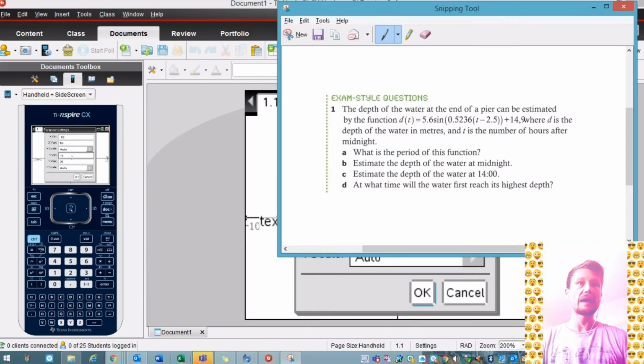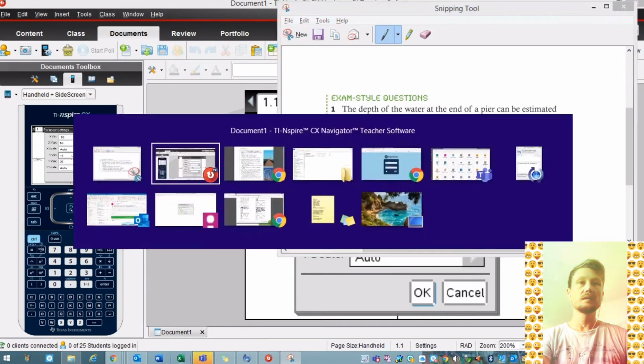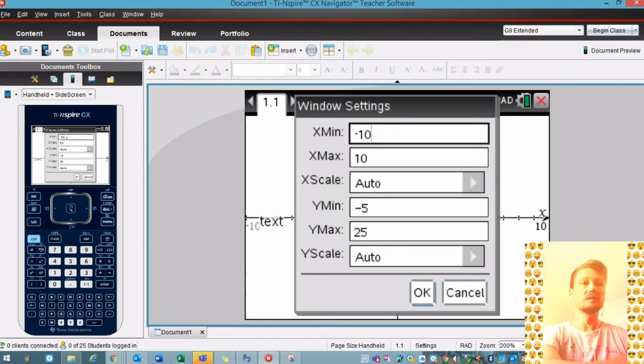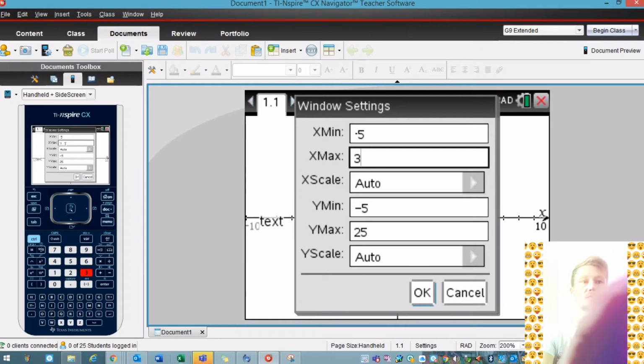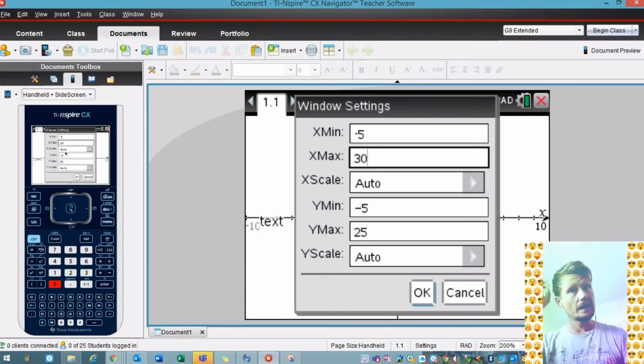Then looking at the x, what is it in terms of? It's in terms of time, and time is the number of hours after midnight. If midnight is 0 and we have 24 hours in a day, I'm going to make the x min negative 5 just so I can see the left-hand axis, but really it should be 0. Then since there are 24 hours in a day, I'm just going to round to the nearest 10 so that I can see the full graph.